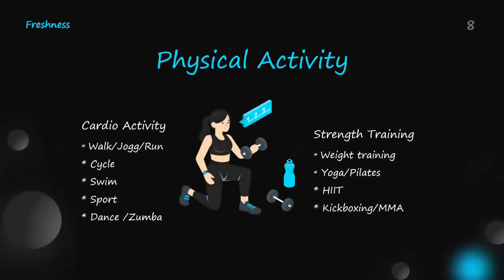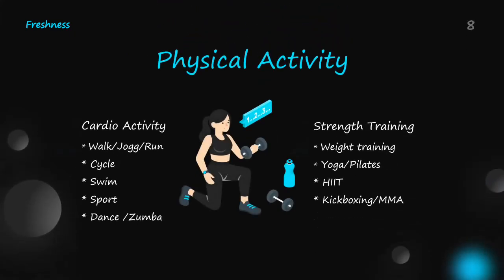Physical activity. There is no shortcut. You have to invest a little time in physical activity. Which physical activity? See, there are two distinct activities. One is cardiac activities, one is strength training. Cardiac activity, where the cardiac muscle is conditioned and strengthened. What is strength training activity? The body muscle strengthening.